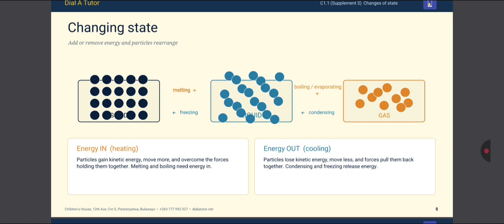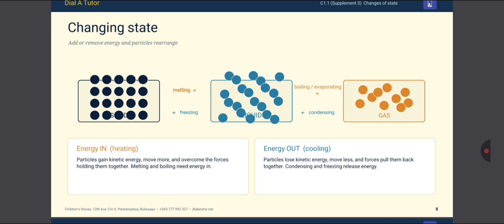However, if you remove energy from the far right, you have condensation, and from a gas to a liquid, that's condensation or condensing. And then if you continue removing energy, you end up having it freezing back to a solid. So energy in, that's heating, because the particles are taking in energy. This is going to be very helpful in the not too distant future when we get to discuss endothermic and exothermic reactions. So here we have energy in, particles gain kinetic energy, move more, overcoming forces holding them together.